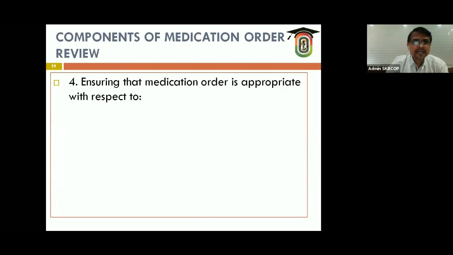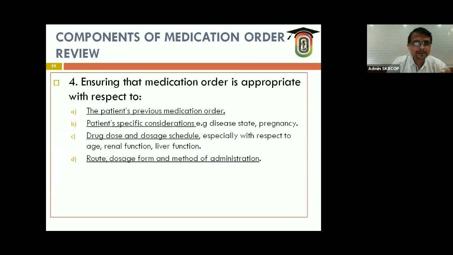Then fourth is ensuring that the medication order is appropriate with respect to, first, the patient's previous medication order; second, patient-specific considerations like disease state or pregnancy, that is, the patient-specific condition. Then third is drug dose and dosage schedule, especially with respect to age, renal function and liver function. Then route, dosage form and method of administration. So these are the four things that should be ensured.